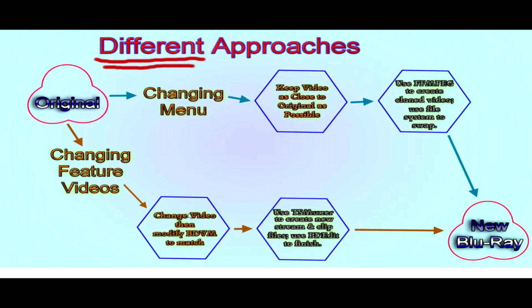So you change the video using whatever combination of programs, and we've talked about a lot of different things about how to demux and remux, and there are commercial and free programs to do all that. Then you use TS Muxer to come up with a clip file as well as the M2TS, and then we put it all back together with BD Edit to ensure that the Blu-ray will work.